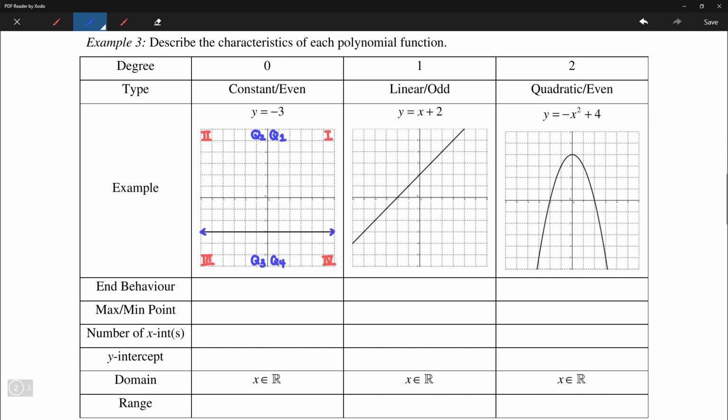So in the case of y equals negative 3, a constant function, degree 0, and degree is even, 0 is even. Its end behavior is going to come from quadrant 3 and end in quadrant 4. So for end behavior, simply write Q3 to Q4.